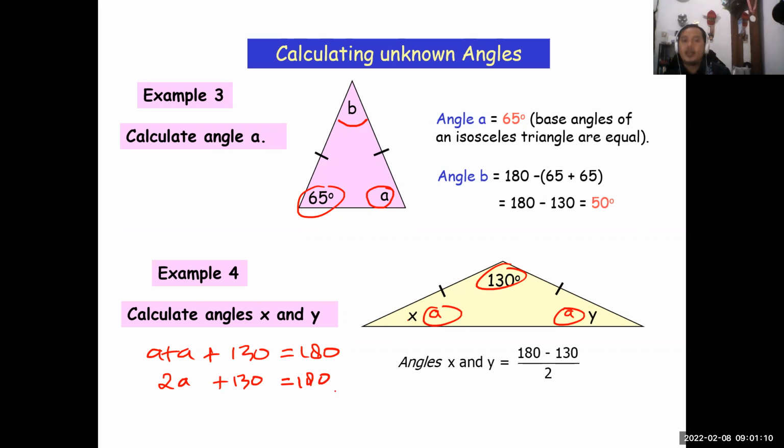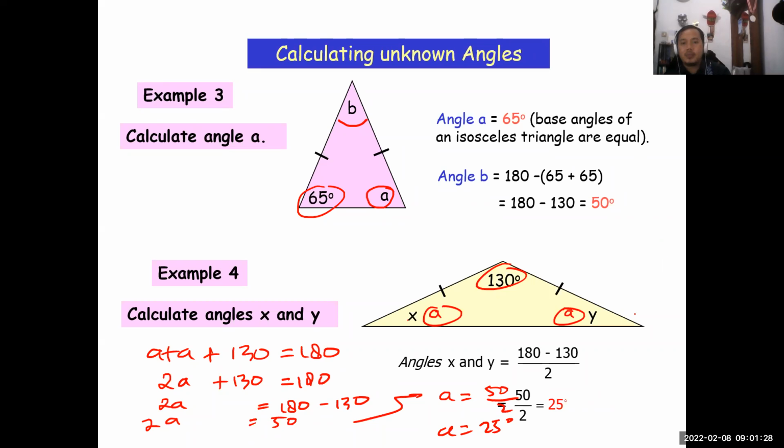So we have already learned about this, how to solve an algebraic equation, right? So 2A equals 180 minus 130. So 2A will be equal to 50. So A is going to be 50 divided by 2. That will be 25 degrees.